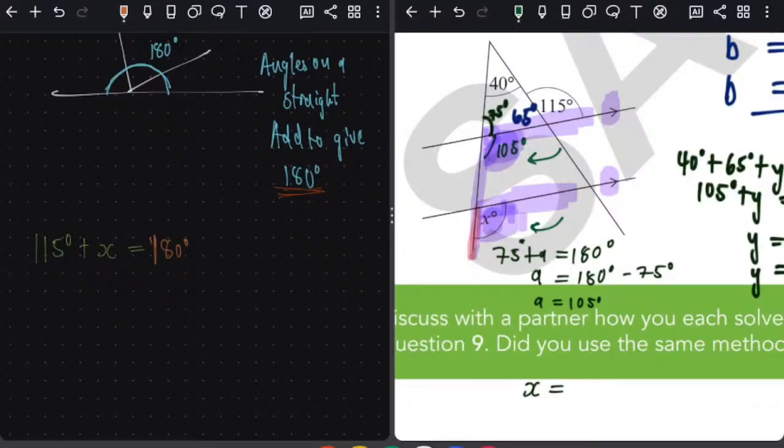So what is X if it is in the same position as 105? If it's making the F, what is X? It is 105, because they are equal. We say they're equal. So there's nothing hard there. Put it. Are we together?